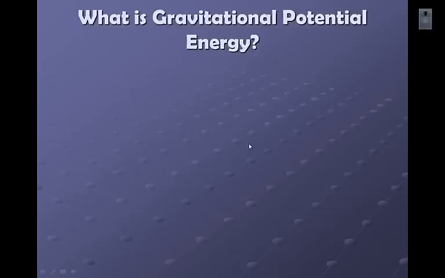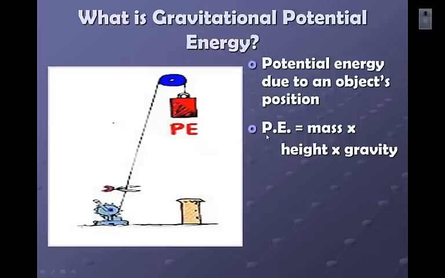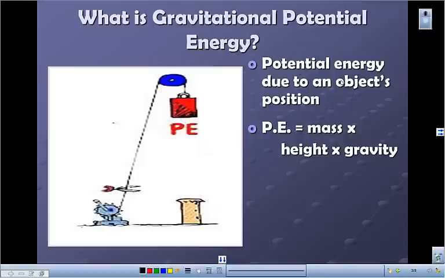Okay, so we said that potential energy is categorized into three groups. The first one being gravitational potential energy. That's this crane again. This is potential energy due to an object's position. We can find how much potential energy it has by multiplying the mass times the height times the gravity. If we took the mass of this times the height times gravity, we would get exactly how much potential energy this weight has. So remember, this is an object's potential energy due to its position.